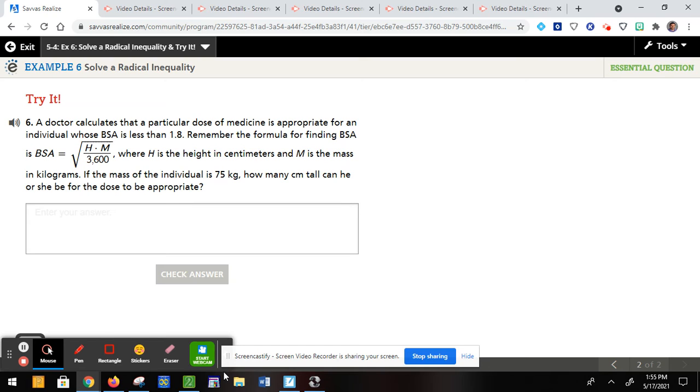All right, so here's a similar question. Why don't you try this? So pause it, try it, come back and check.